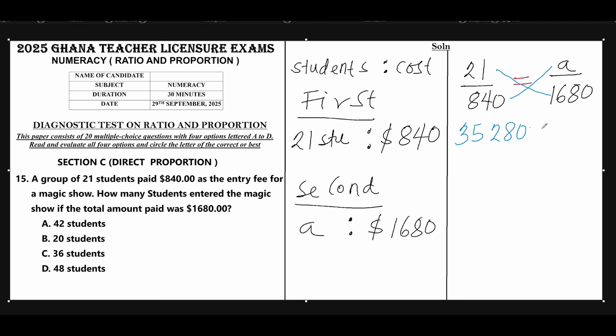35,280. And this must be equal to 840 multiplied by A. That gives us 840A. Remember, we are looking for A. So we divide both sides by 840. So 840 will cancel out, leaving A on the right. And let's see.